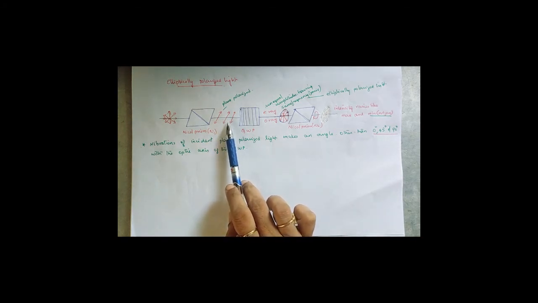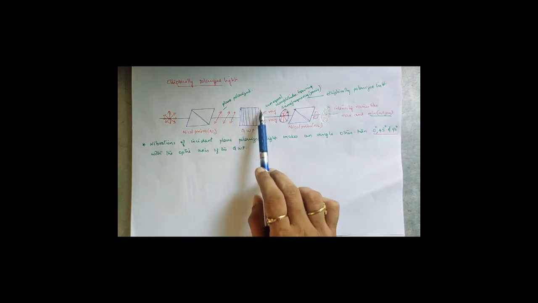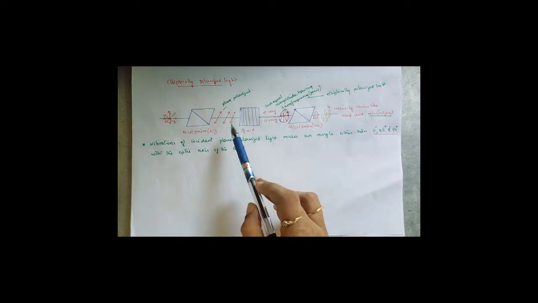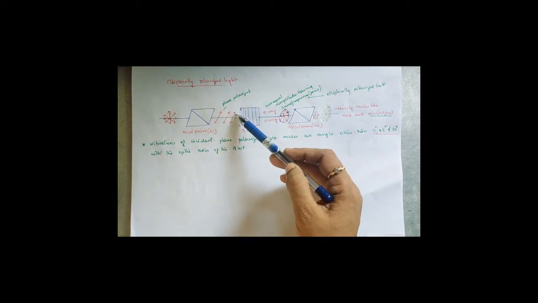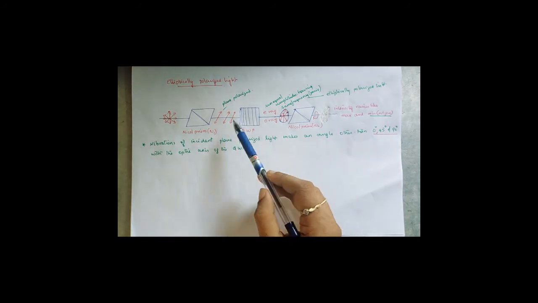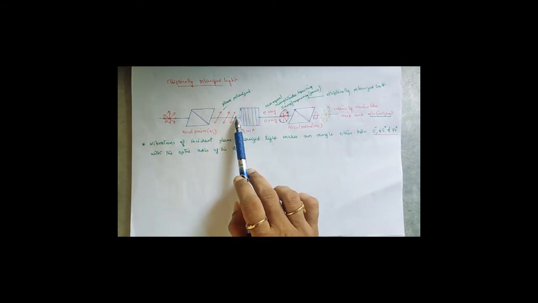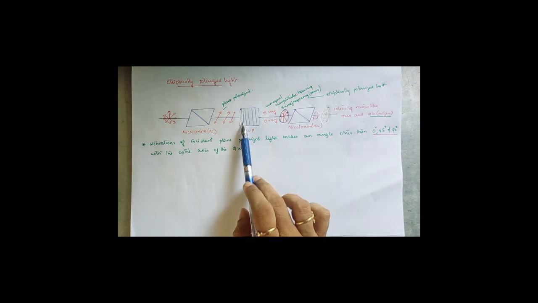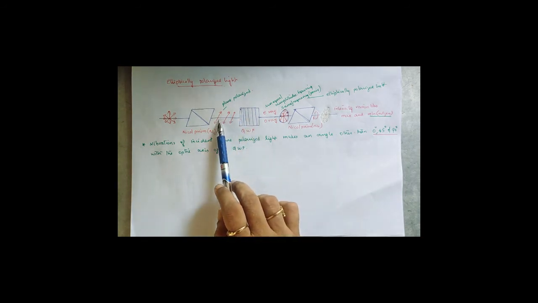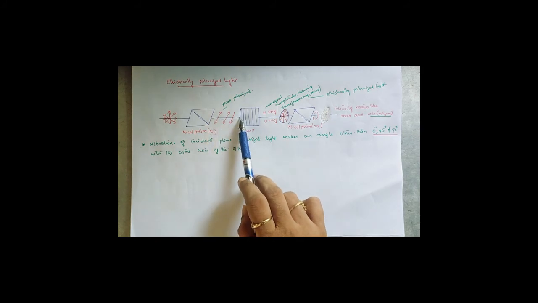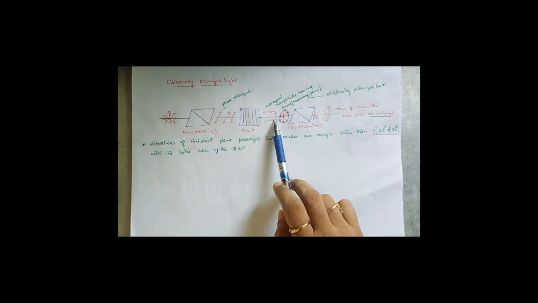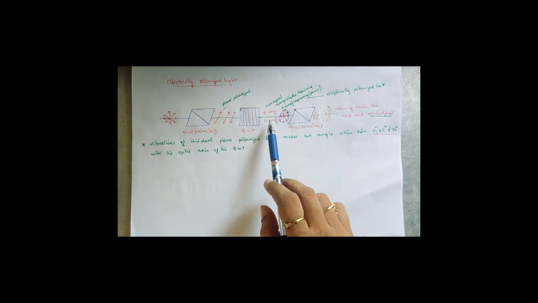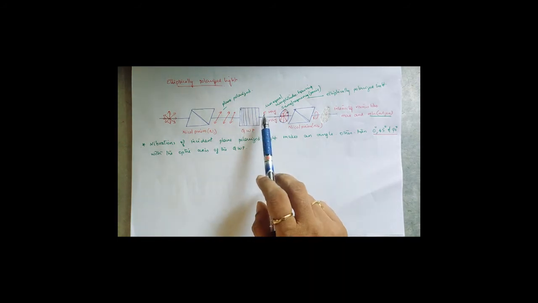Now this plane polarized light is made to fall normally on this quarter wave plate. And keep in mind that the amplitude of the light vibrations makes an angle other than 45 degrees, 0, or 90 degrees with the optic axis of the crystal. What happens? This plane polarized light is split into two components, ordinary ray and extraordinary ray. Both these rays travel along the same direction with different velocity.